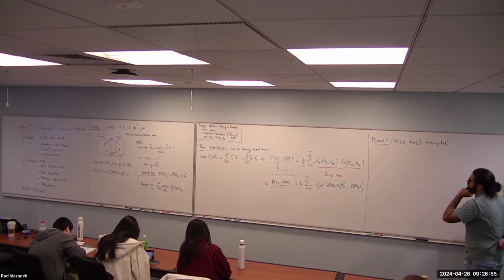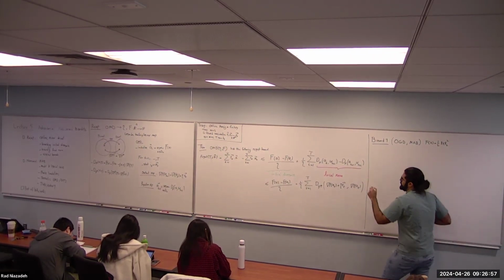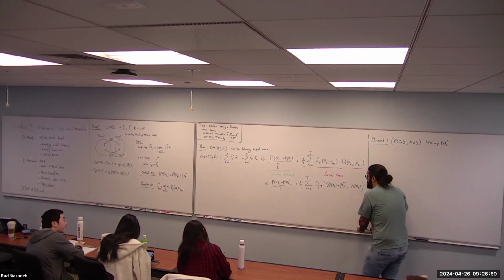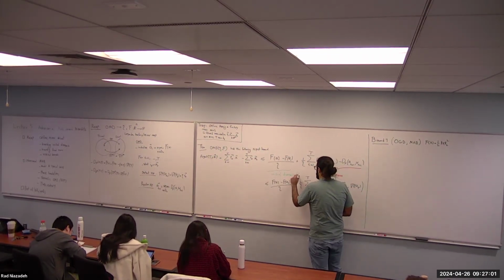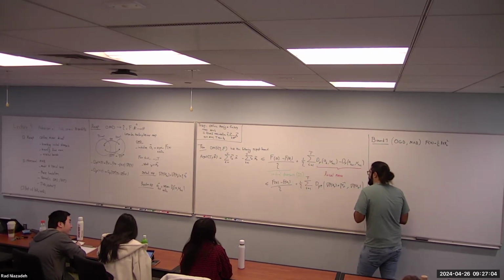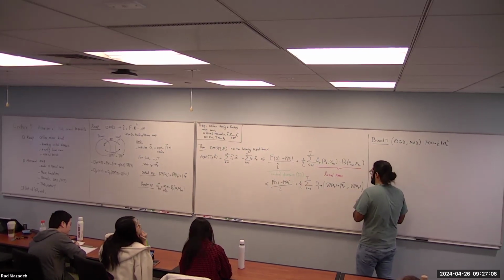All right, good. Now, let me use some abbreviations. I'm going to call this term initial divergence, ID. I'm going to call this term local norm throughout the lecture.